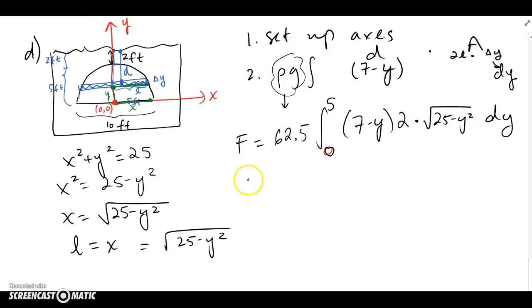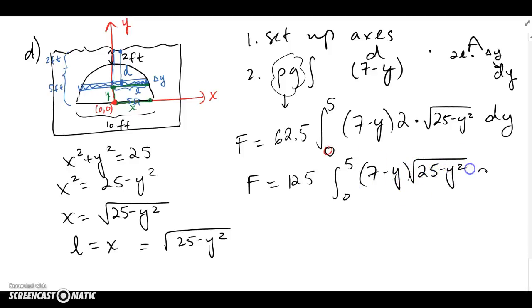Let's pull the 2 outside. So force is equal to double the 62.5, which gives me 125 times the integral from 0 to 5 of 7 minus y times the square root of 25 minus y squared dy. Now I can do this using my TI to get an approximation for the force. We'll do that, and then I'll quickly talk about how you would deal with that by hand also, because you should know how to do that by hand too.